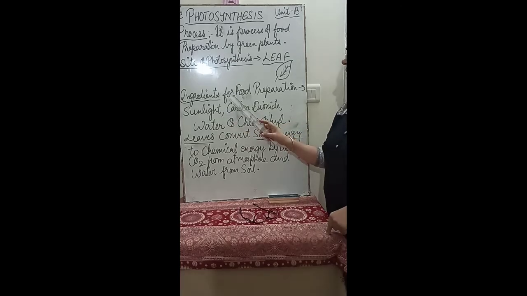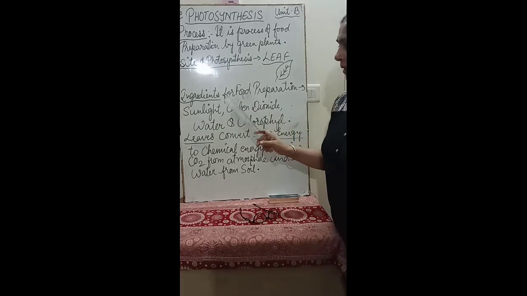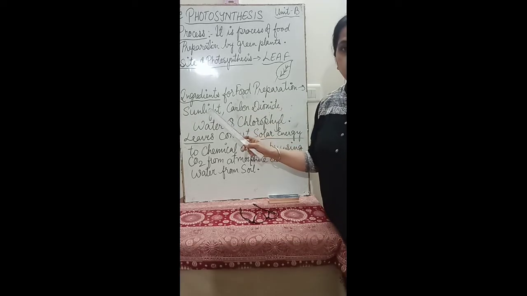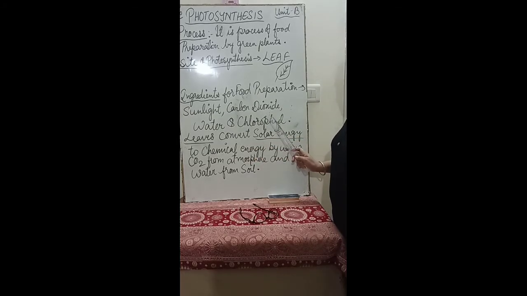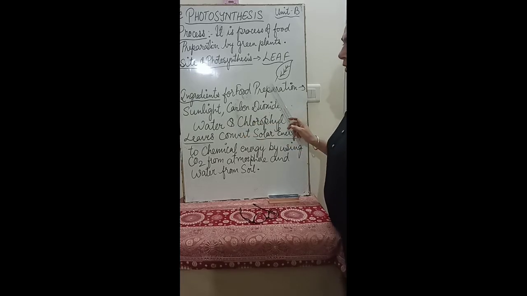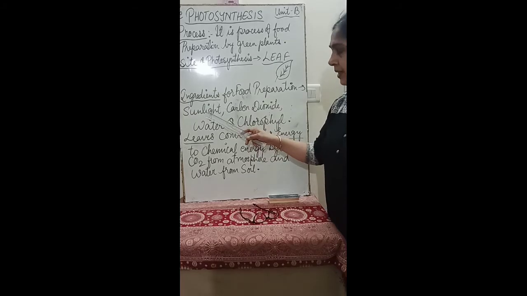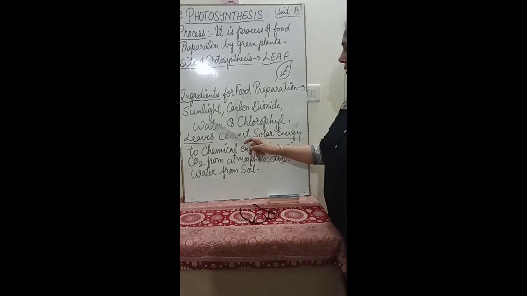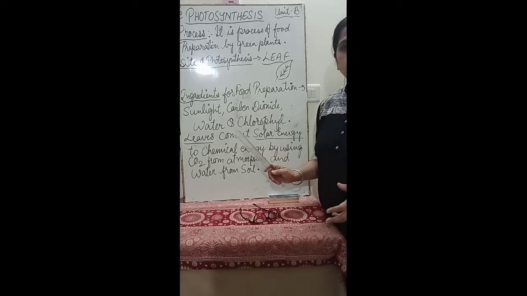Now what are the ingredients for food preparation? Yes, the ingredients: sunlight, carbon dioxide, water and chlorophyll. So these are the essential ingredients for the process of photosynthesis to complete. So what are they? Sunlight, carbon dioxide, water and chlorophyll. Now what happens in the process of photosynthesis?